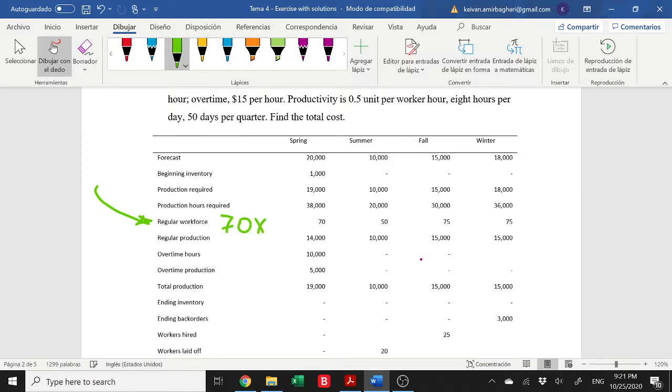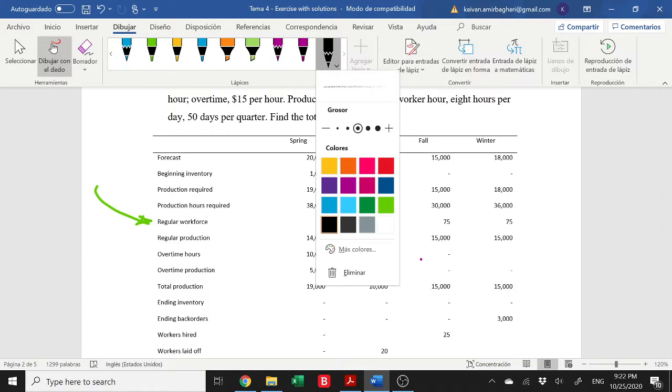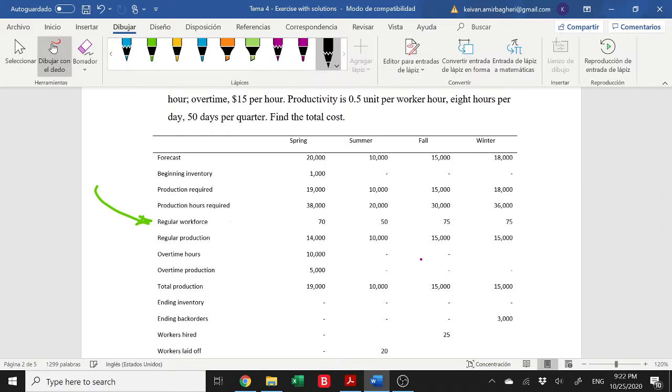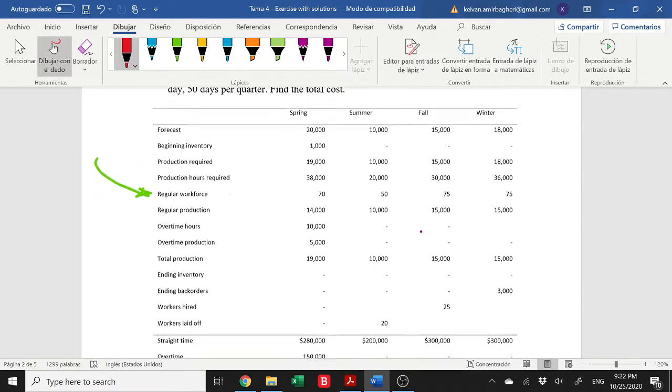Let me change this one to have something smaller. Where is the black one? The black one. This one doesn't work well. Come on, why do we have this? Okay, no problem. Let's continue with the same marker.